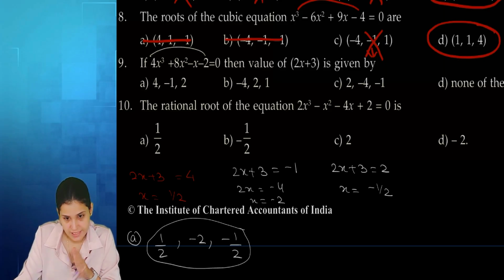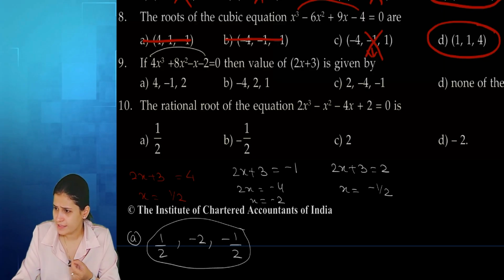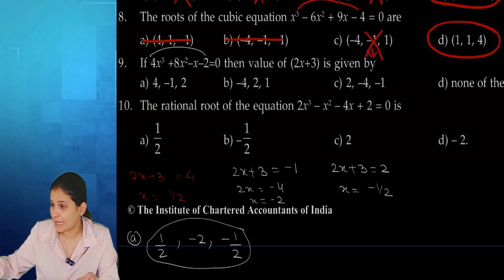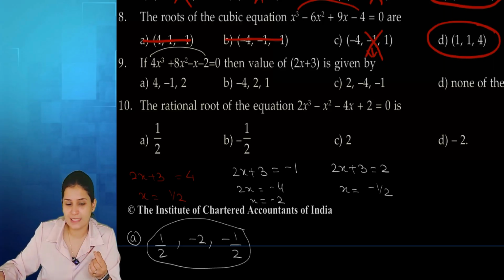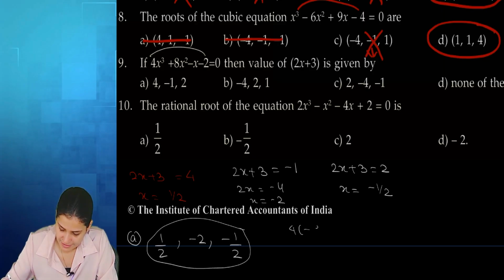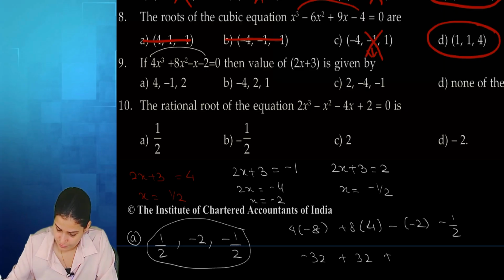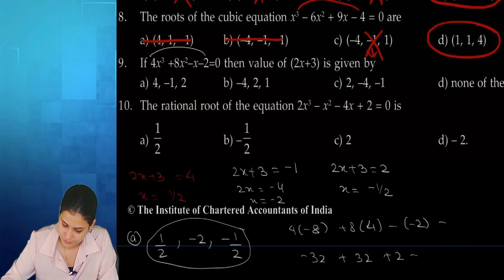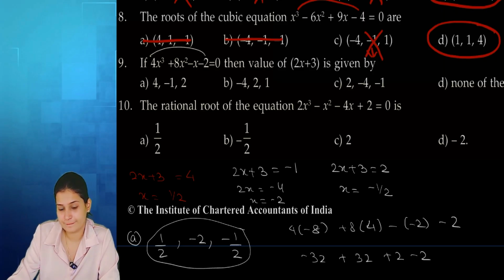Yes, ma'am. Let's do only one trial and error. Maybe B and C also have the same product, so we'll only do one trial and error. Let's check for -2. 4x cube: -32. Minus 2 squared is +4: plus 32 plus 2 minus 2. Is it 0? Yes, ma'am. So option A is correct.